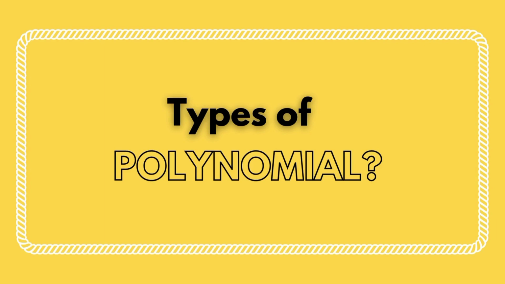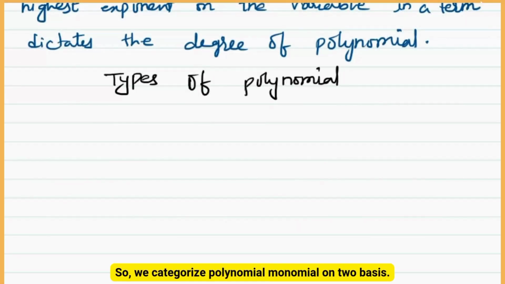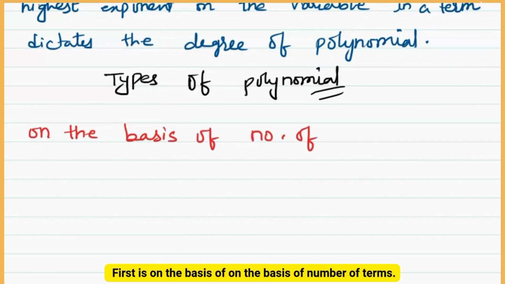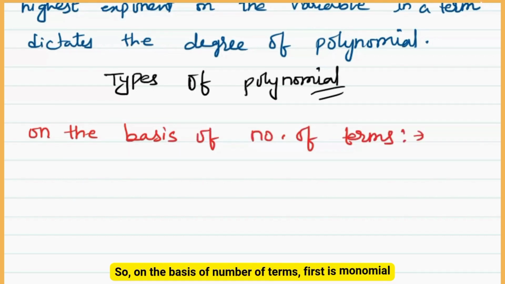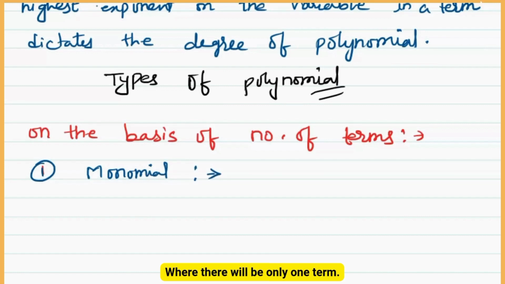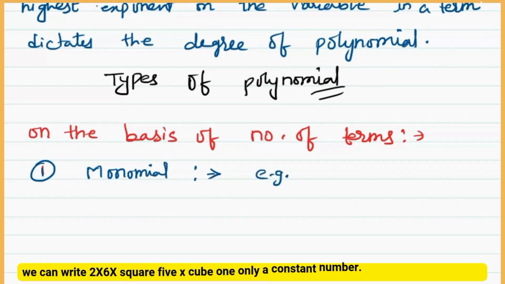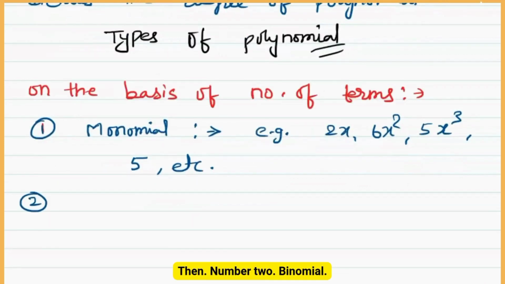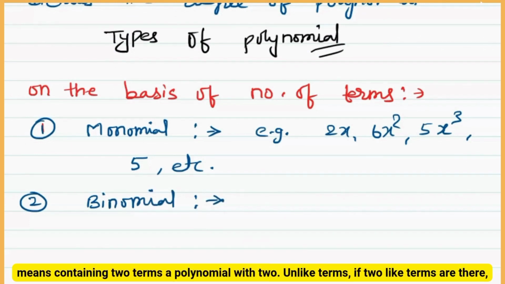Now let's come to types of polynomials. We categorize polynomials on two bases. First is on the basis of number of terms. On the basis of number of terms, first is monomial. A monomial has only one term. For example, we can write 2x, 6x square, 5x cube, or only a constant number. So these are monomials.